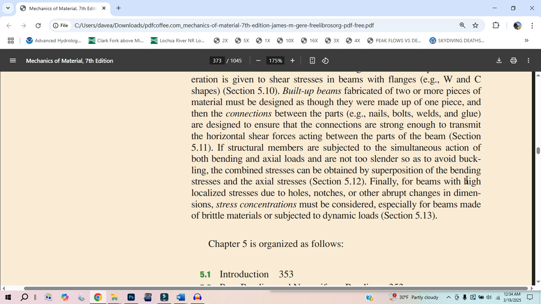Cool. Finally, for beams with high localized stresses due to holes, notches, I really don't follow that type of stuff. You know what I mean? But I should be. That's where I throw in the towel. It's just like, nah, thanks. Just because it seems like you want to learn these proofs first before you get into some of the more specialized topics. But I need to do a lot more of this, because that is what happens, and it is fascinating.